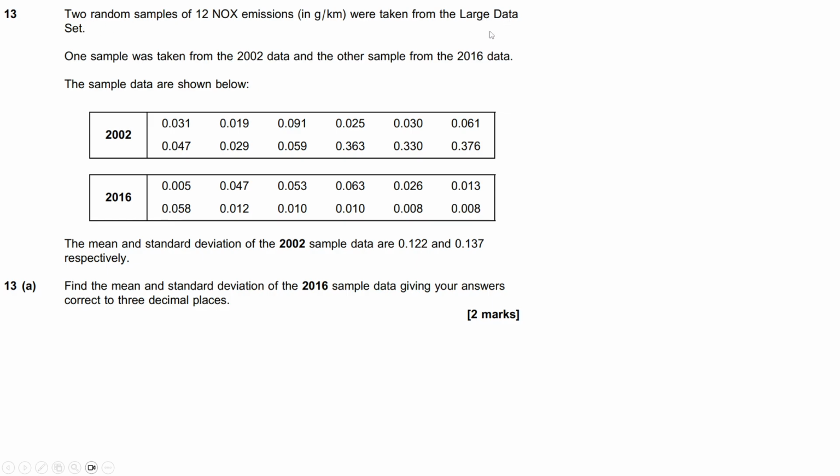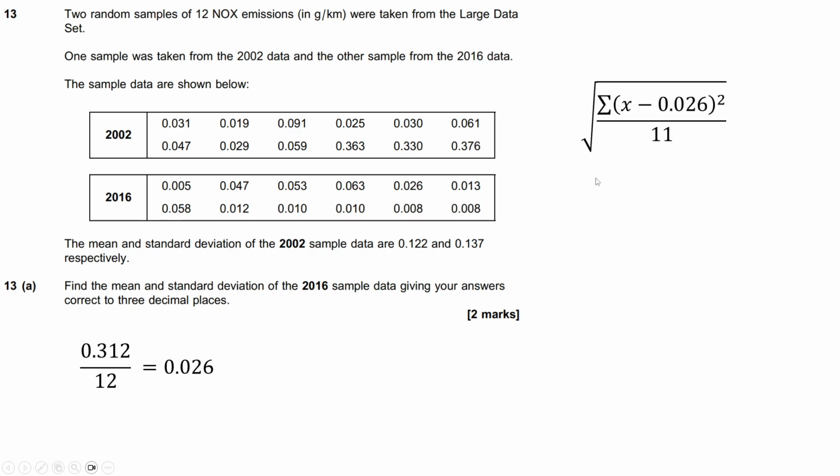Okay, so we've got NOx emissions, and we want to find the mean and standard deviation of the 2016 sample data, and we want to give our answers to 3 decimal places. To find the mean, just sum all of these together and then divide by 12. It tells us there's 12, because 2 times 6 is 12. If you sum all these together, you'll get 0.312. That gives you 0.026.